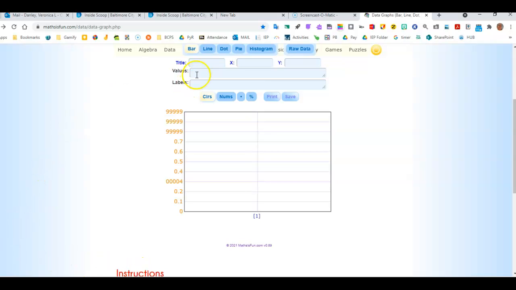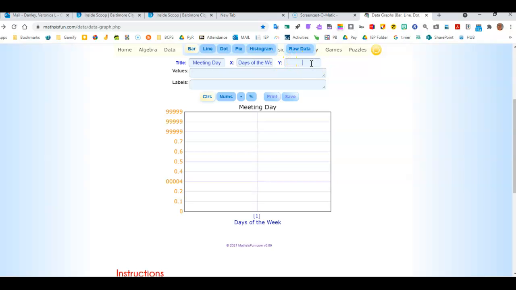So the title of our bar graph is Meeting Day. What day of the week do you guys want to have the meeting? Every week. Okay, so let's put Day of the Week. You can put Days of the Week. Okay.